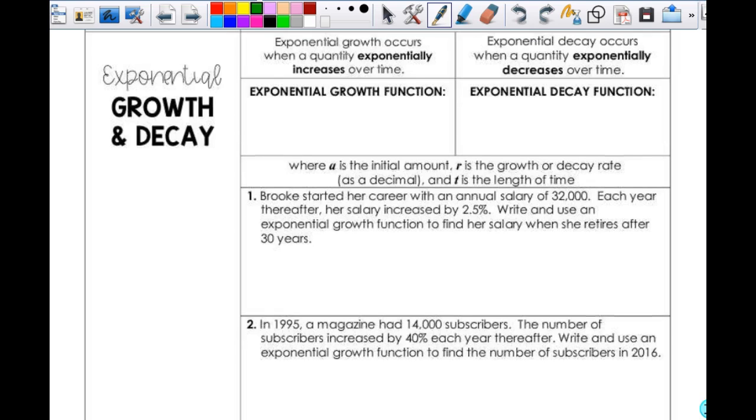So we've got these exponential growth and decay functions. The exponential growth function looks like this: f of t is equal to a times 1 plus r to the t power. Decay is going to be f of t equals a times 1 minus r to the t power, and r being the rate.